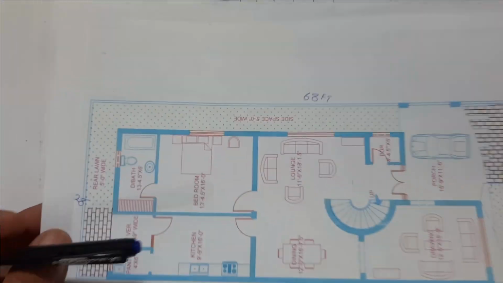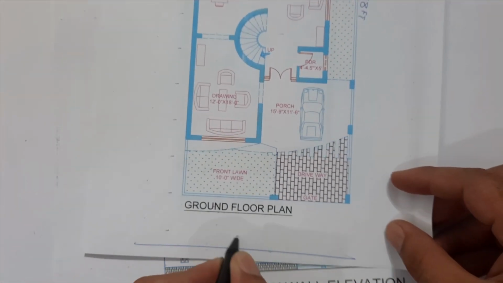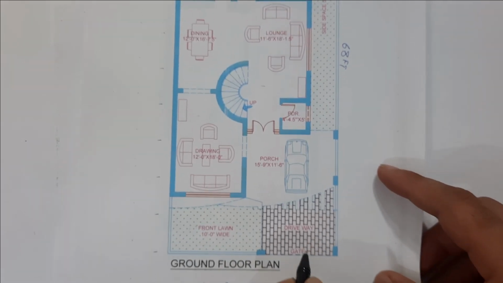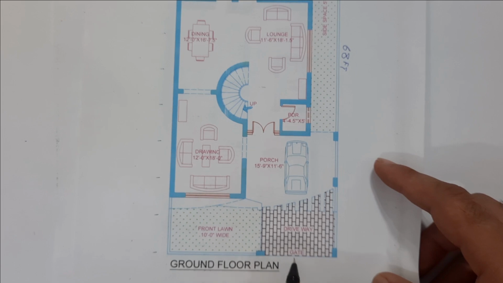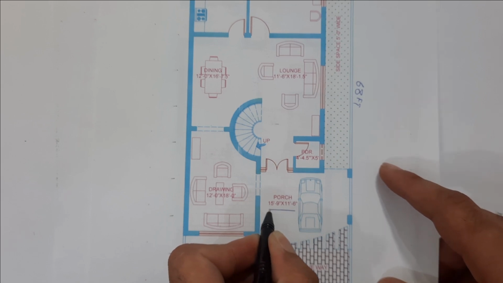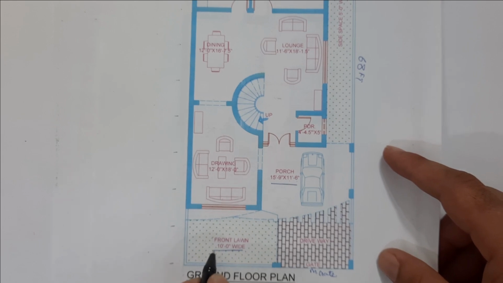Guys, this is the ground floor plan. The first one, you can see this is the roadside, this is a road. As you can see, this is the main entrance, so this is a driveway, this is the main gate. The first one you can see is the carport, size is 15 feet 9 inches by 11 feet 6 inches. This is the front lawn, which width is 10 feet.